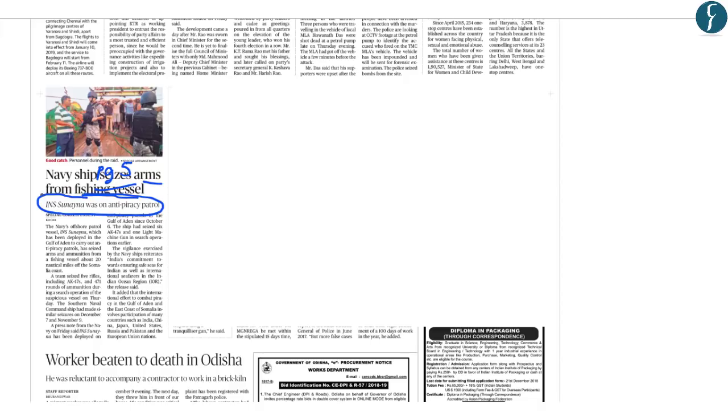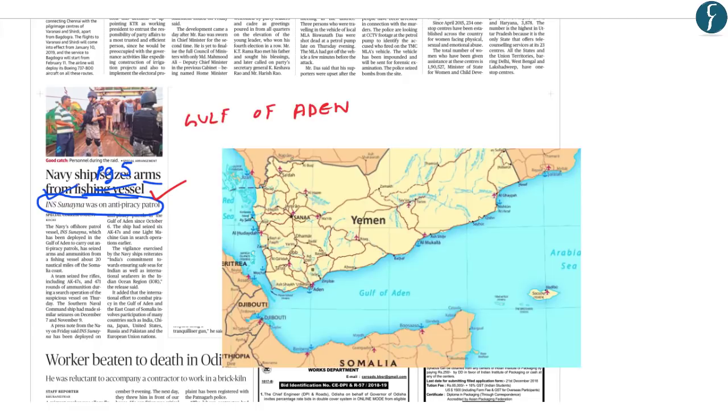So, let us understand some key facts related to INS Sunayna from our preliminary examination point of view. So, regarding INS Sunayna, you should note that it is an anti-piracy patrol vessel, or rather it is an offshore anti-piracy patrol vessel, and it has been deployed in the Gulf of Aden. So, now you should also be aware of the location of the Gulf of Aden. So, it is located in the Arabian Sea near the coast of Yemen.